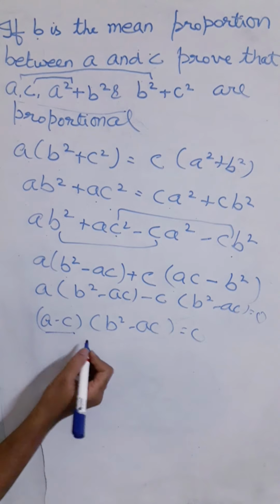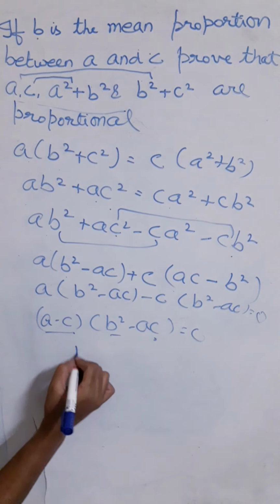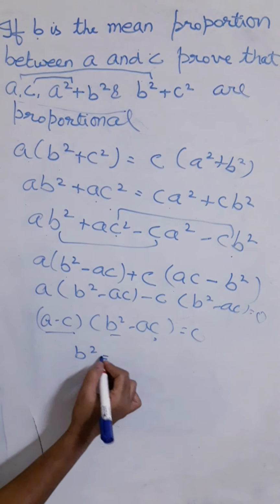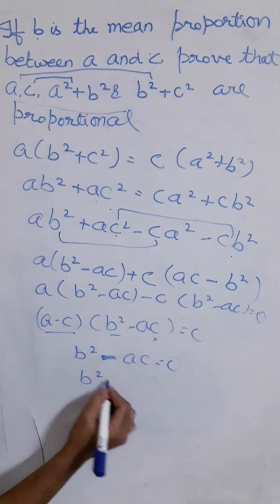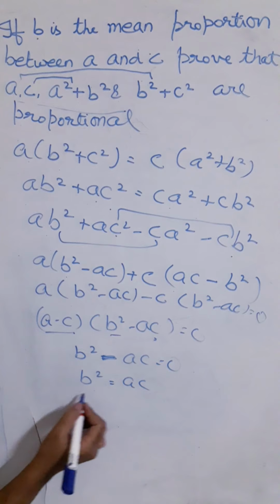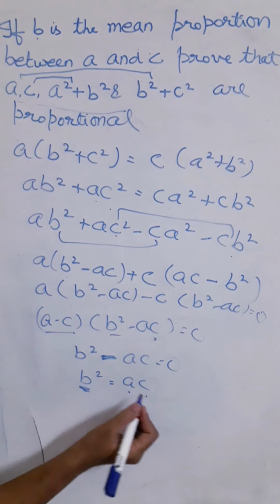Now a minus c cannot be 0 because they are in proportion, so b square minus ac will be equal to 0. b square minus ac equals to 0, or I can write b square is equal to ac. Hence b is mean proportion of a and c.